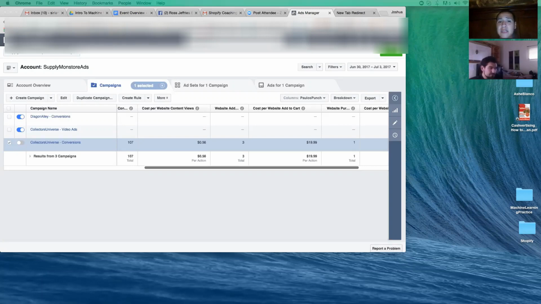And then by 6 p.m. to 8 p.m., I'm looking for add to carts. So if I have add to carts by 6 to 8 p.m., those are probably going to be the ads that I let run overnight. Does that make sense? Yeah, 100%. So that's a good way to go.